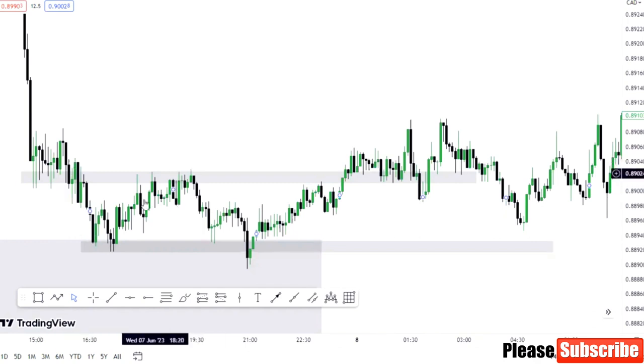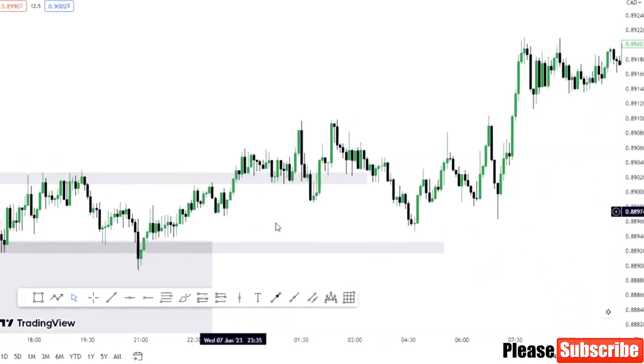Now, like I said, you can see the first zone here was broken in my direction. All I'm taking is buys from here, and it moves all the way up. And then the second instance was broken again in my direction and closed above it. This is another opportunity to enter this trade.